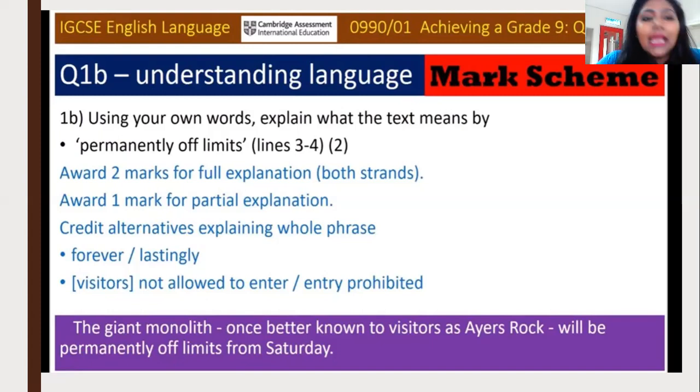So in this case, when we look at permanently off limits, and it carries 2 marks, therefore your answer should have 2 complete ideas. That means, for example here, forever and lastingly should be the key idea for the word permanently, and not allowed to enter or entry prohibited for off limits. Therefore, you can get 2 marks for this question. Okay, so remember, 2 marks will be awarded for full explanation and 1 mark for partial explanation.